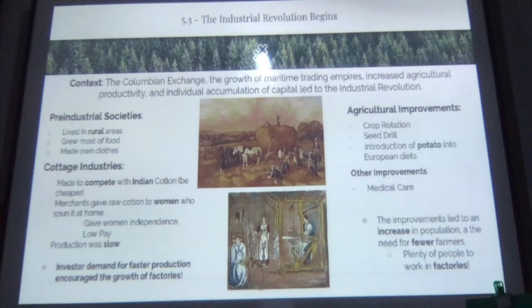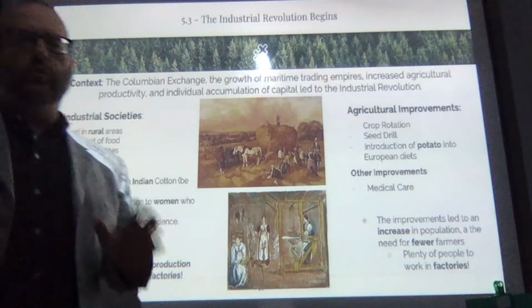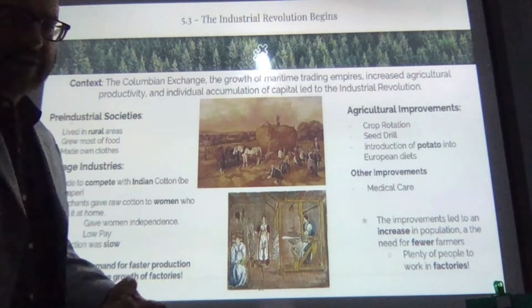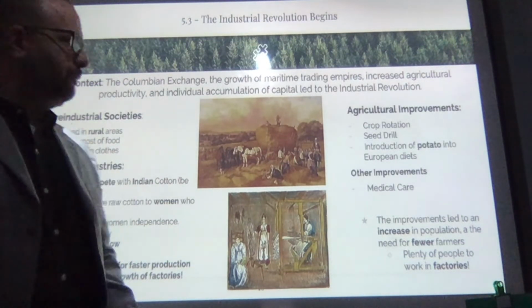Merchants gave their raw cotton to women who spun it at home. Women had independence in this way. They also had a lot of low pay, and production is slow. Now here is the problem. This is now post-Enlightenment stuff, meaning that the demand for faster production encourages a brand new way of doing things, and thus is the introduction of the factory system, which we'll talk about in just a minute.